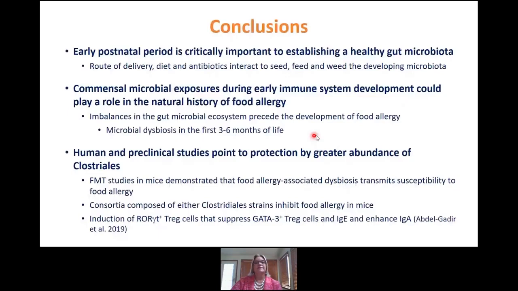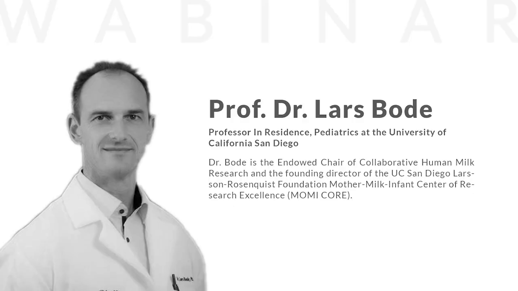Studies are showing it's particularly microbial dysbiosis in the first 3 to 6 months of life. And then again, the more mechanistic studies show that a food allergy microbiome can transmit susceptibility, but there are others that can inhibit, and they've gone on to really begin to tease out the molecular mechanisms. So thank you.